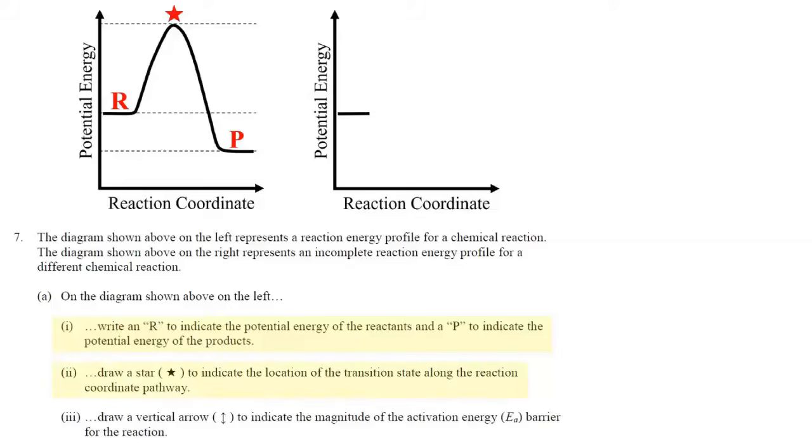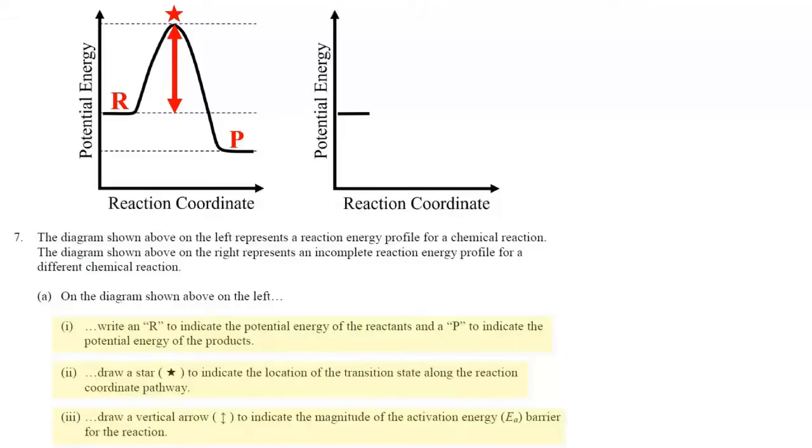So it says draw a star to indicate the location of the transition state along the reaction coordinate pathway. And the difference in energy between the reactants and the top of that hill where the transition state is located, that is the activation energy. So it says draw a vertical arrow to indicate the magnitude of the activation energy barrier for the reaction. So hopefully reactants, products, transition state, activation energy, that all makes sense in this diagram.